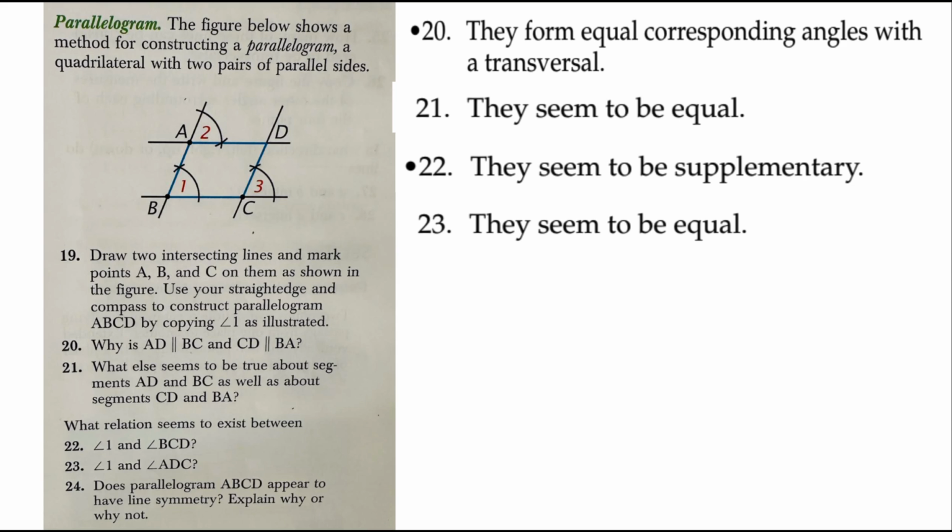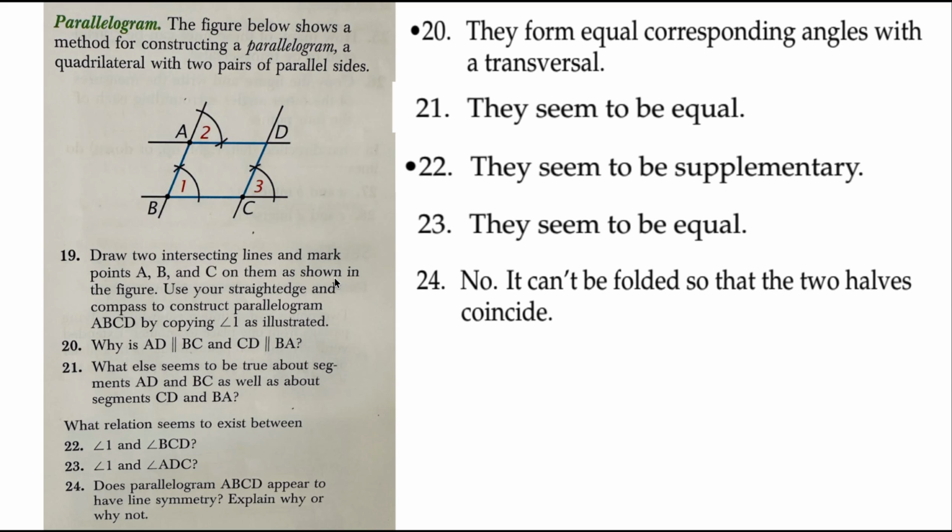Number 24. Does parallelogram ABCD appear to have a line of symmetry? So could we fold it anywhere to make it exactly the same? We already know it's exactly the same length on top and bottom, left and right, but we aren't dealing with right angles. We are dealing with angles that are obtuse and acute. So could we fold this to make it exactly line up? Any angle, top vertical or horizontal, or from corner to corner? The answer is no. It can't be folded so that the two halves coincide. So the answer is no, it does not have a line of symmetry.